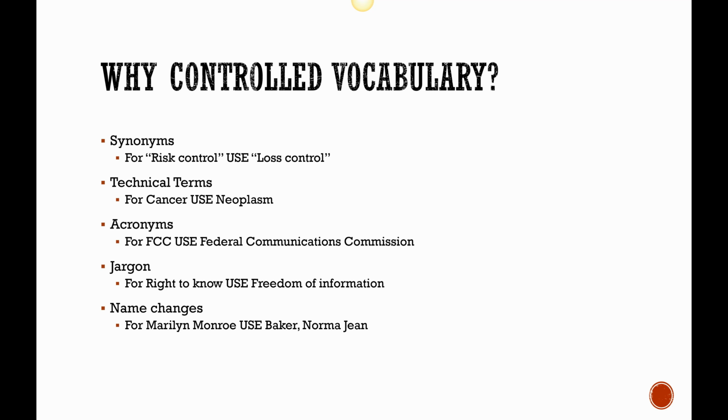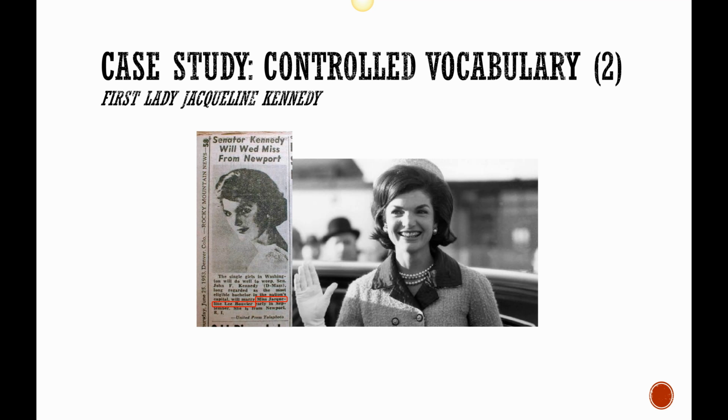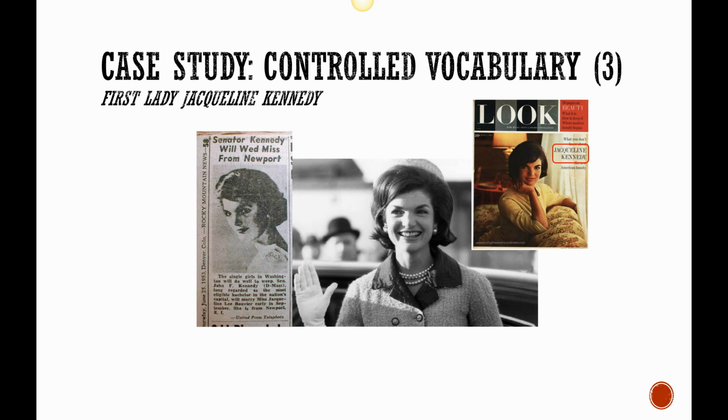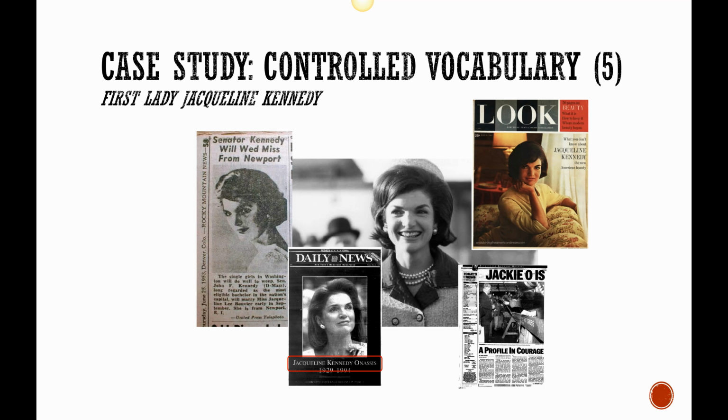Controlled vocabulary is used in cases of synonyms, technical language, acronyms, jargon, and name changes. My favorite example of this is First Lady Jacqueline Kennedy. She's gone by a lot of different names over the years. Before she married John F. Kennedy, she was Miss Jacqueline Lee Bouvier. After her marriage, she was known as both Jacqueline Kennedy and Mrs. John F. Kennedy. After Kennedy's assassination, she remarried Aristotle Onassis, and the press started referring to her as Jackie O, though officially she was called Jacqueline Kennedy Onassis.